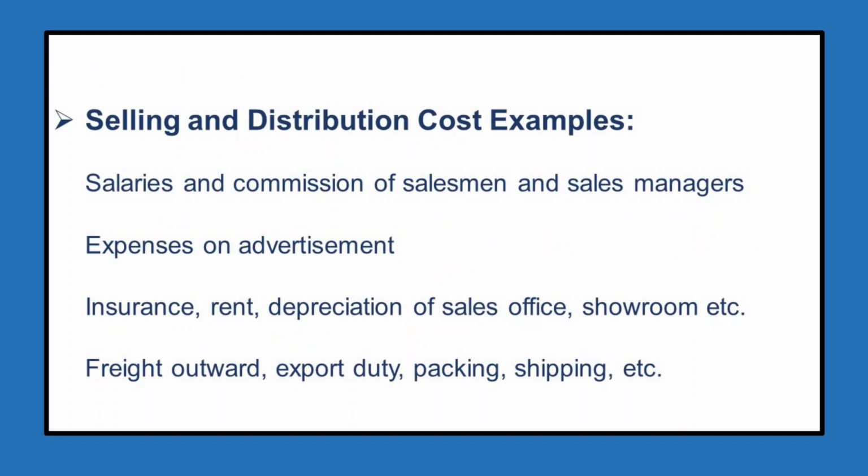Some of the examples of selling and distribution costs are salary of the sales manager, commission of salesperson, expenses on advertisement, insurance, rent, rates and depreciation of sales office or showroom, freight outward, export duty, shipping, etc.